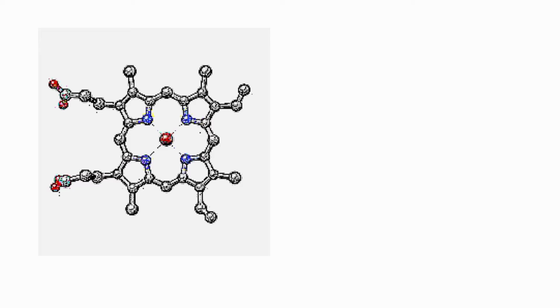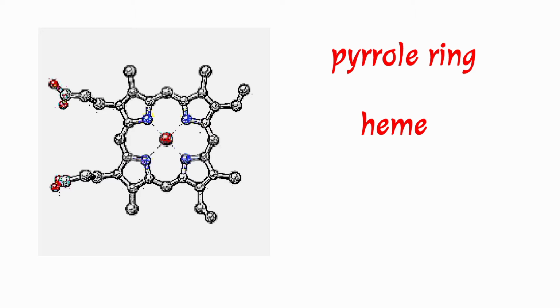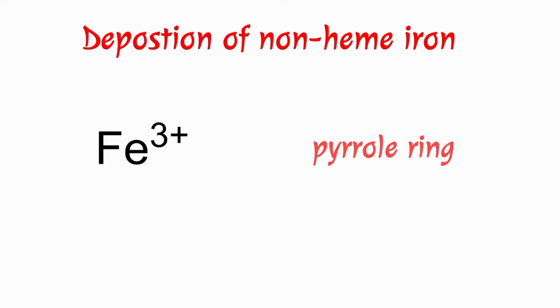Each molecule has 4 pyrrole rings, also known as cyclopentane rings, and a central heme, which forms the base for the structural molecule, which is basically in reduced Fe2+ form. But sideroblastic anemia occurs due to non-heme iron and pyrrole ring. The question arises: how does the non-heme iron get deposited, how does Fe2+ get converted to Fe3+, and which factors lead to deposition of the pyrrole ring?